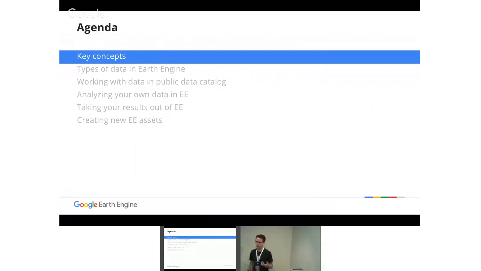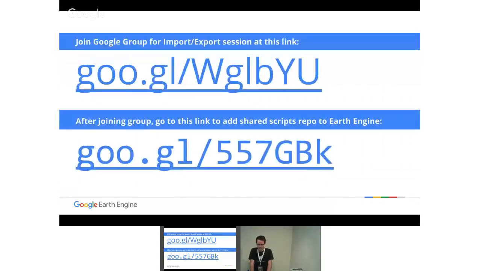And we're going to talk about how when you're importing your vector or raster data, how you can make it work well with the public data catalog data. Then we're going to talk about how you can bring your own data into Earth Engine, followed by how you can take the results of your analysis out of Earth Engine, and ultimately how you can create new Earth Engine assets from the results of your analysis. Much of what we're going to go over today are new features that were announced or released within the past month, many in the past week. So it's an exciting time to be doing this.